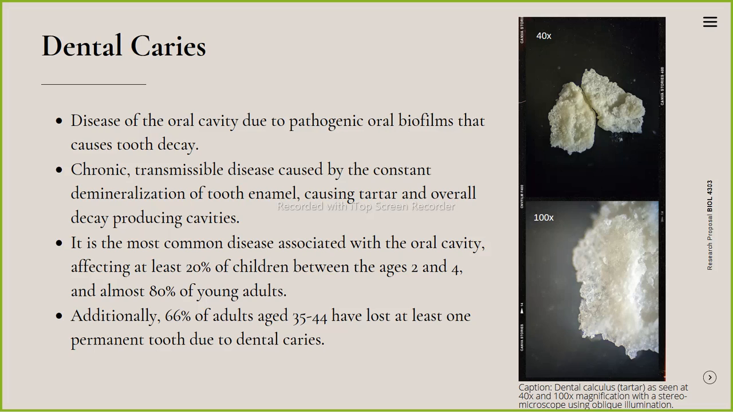So it's the most common disease associated with the oral cavity, and it can affect at least 20% of children between the ages 2 and 4, and almost 80% of young adults. And another cool fact, it's not that nice, but 66% of adults aged 35 to 44 have lost at least one permanent tooth due to this specific disease, dental caries.